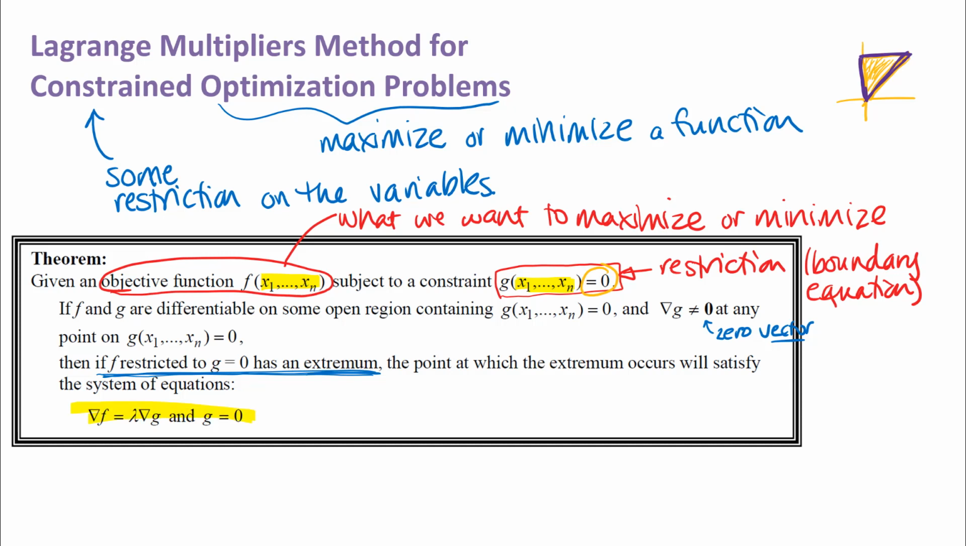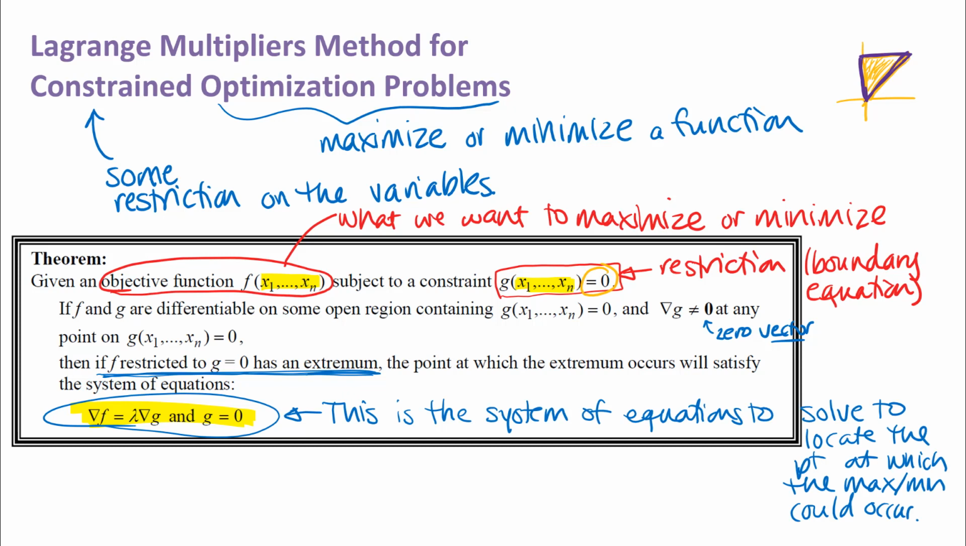So when you use this method of Lagrange multipliers, this system of equations is really going to be your workhorse and what you're going to work with to find the point at which the extremum occurs. So essentially this theorem tells you that this is the equation, or really system of equations, that you need to solve to locate the point at which the max or min value occurs.